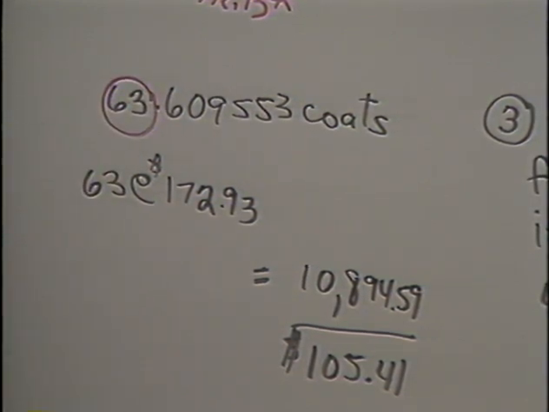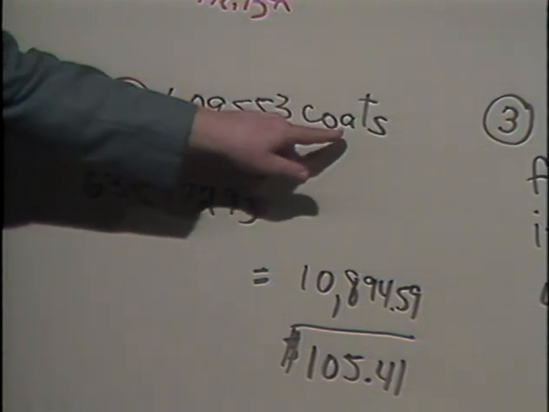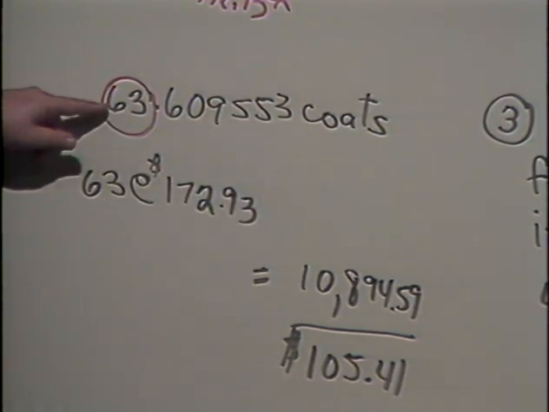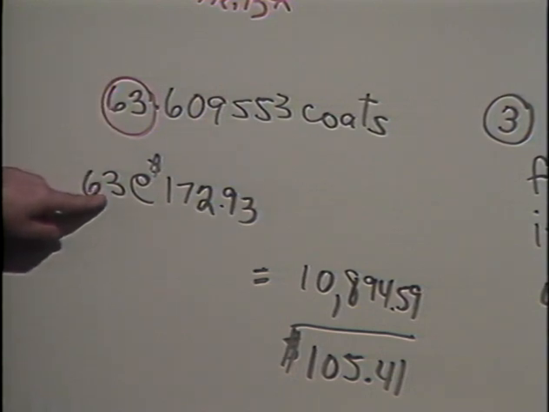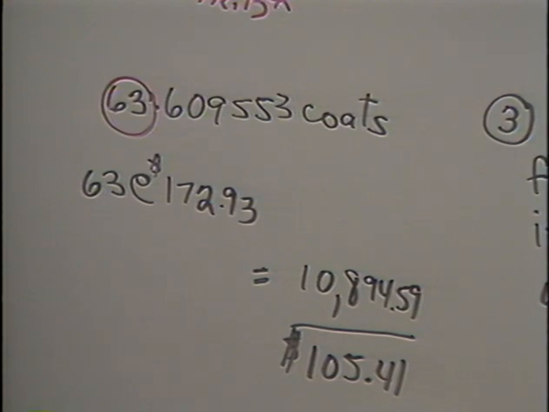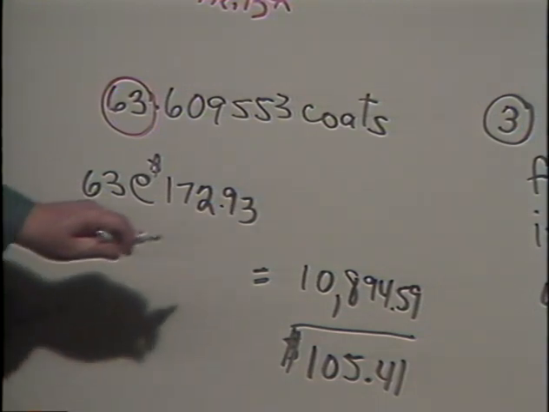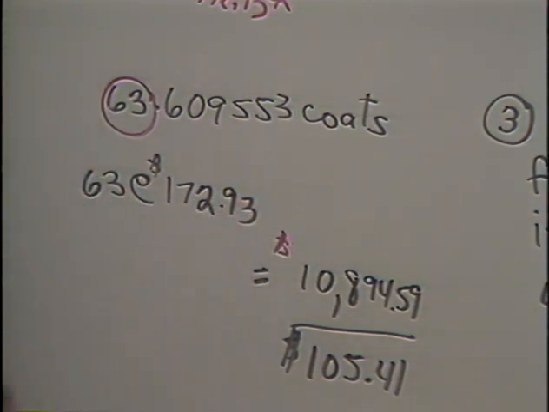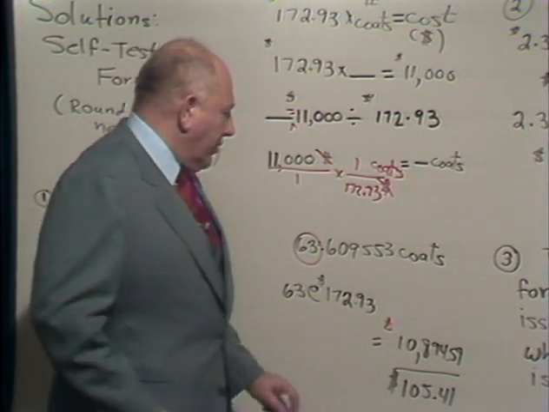You can buy 63 coats and a certain fractional amount left over. Now, if you wanted to find out how much change you had, simply take the number of coats that you could buy, multiply that by $172.93, which you can also do on the calculator. That would come out to be $10,894.59. See, I'm not going through the calculations now because I assume you can do those on the calculator.